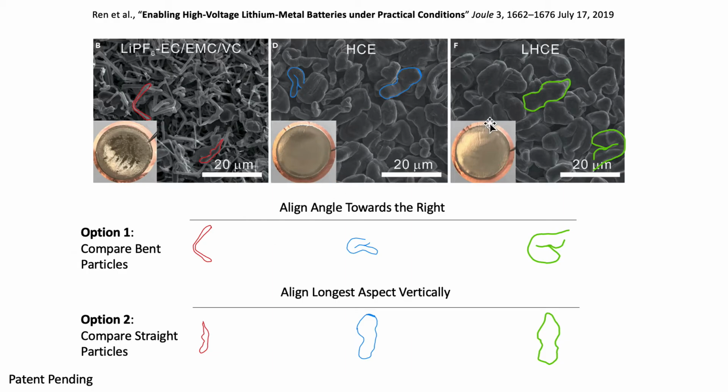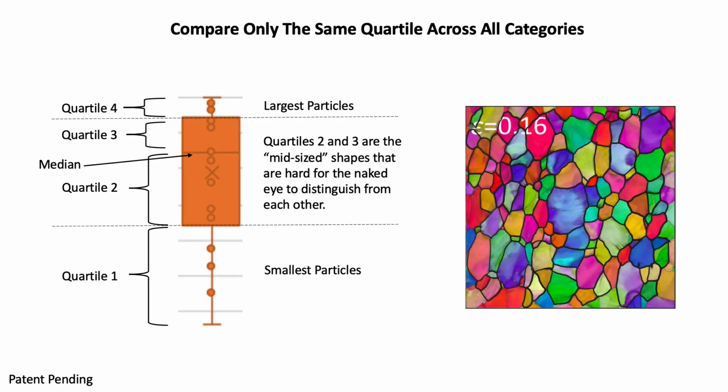And anytime you have a particle system like this in a non-homogeneous system, it's helpful to turn each shape into a scalar value and stratify them based on their quartiles, and then compare the same quartile across different treatment conditions.